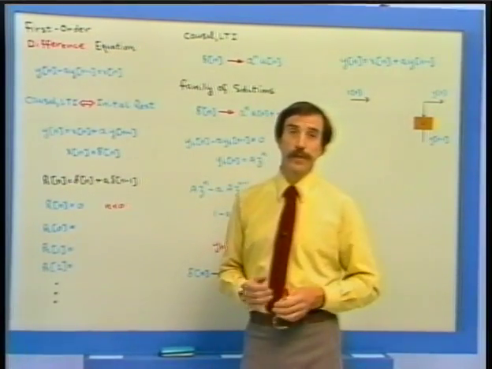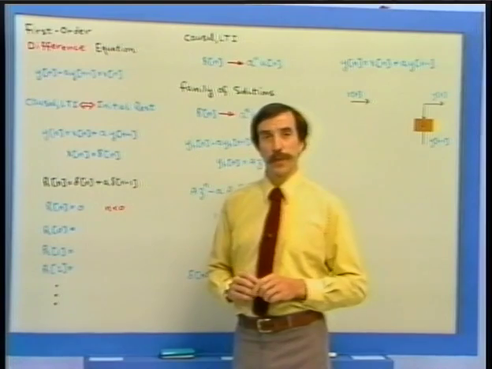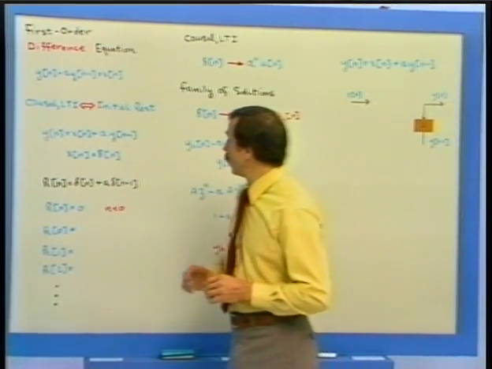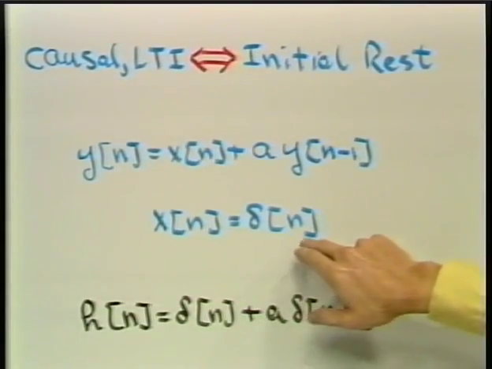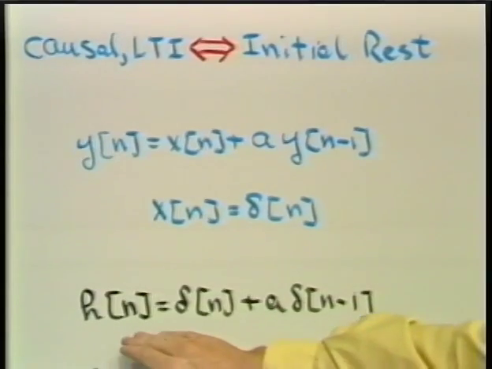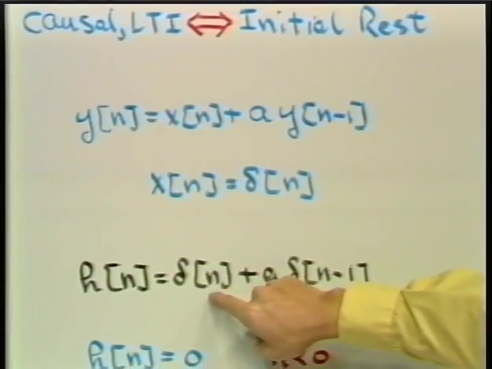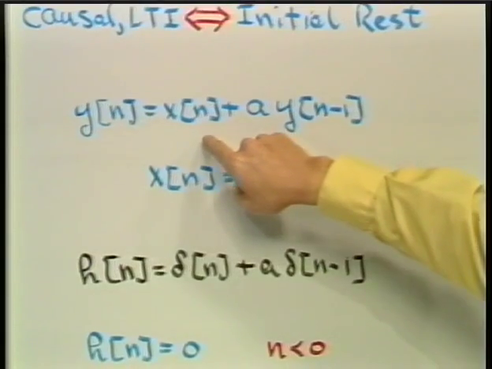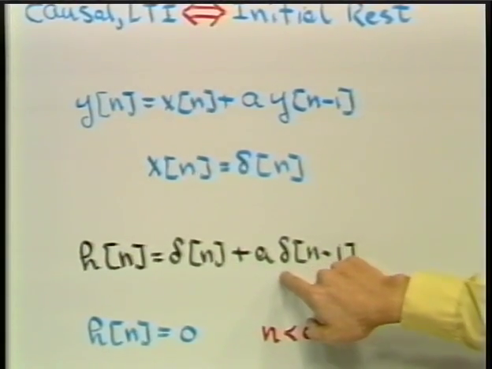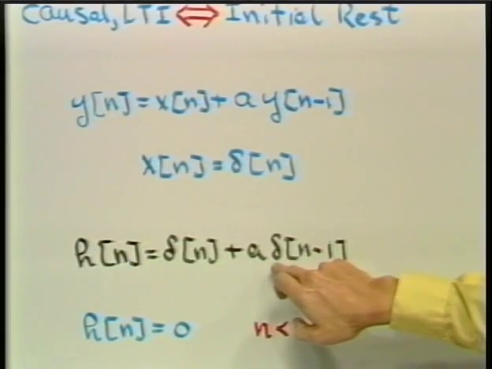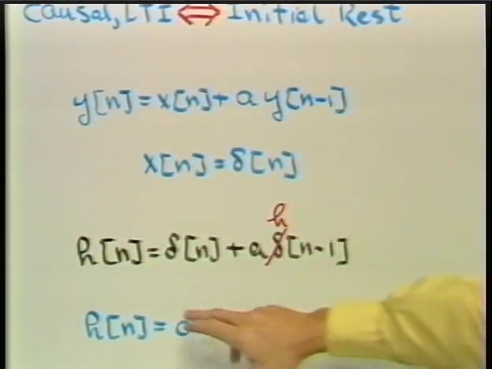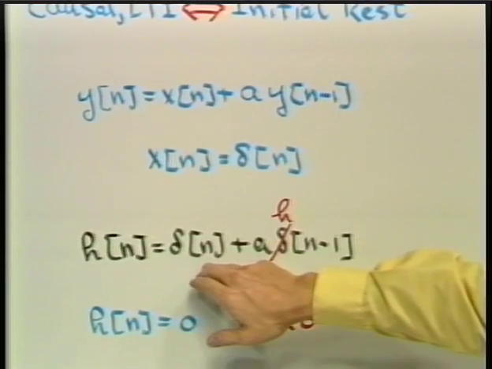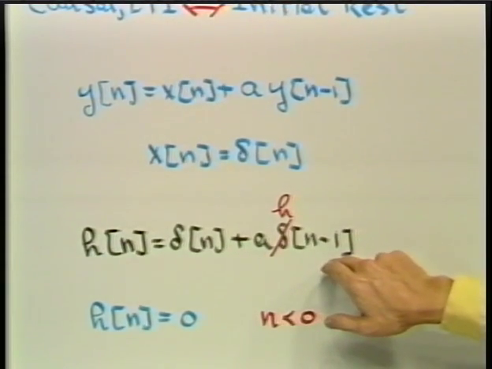And we know, of course, that the impulse response tells us everything that we need to know about the system. Okay, so let's choose an input, which is an impulse. So the impulse response is delta of n, corresponding to the x of n up here, plus a times h of n minus 1. This should be h of n minus 1, and let me just correct that. This is h of n minus 1. So we have the impulse response as delta of n plus a times h of n minus 1.